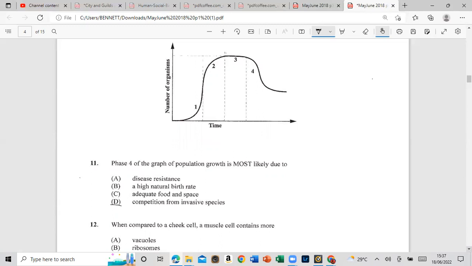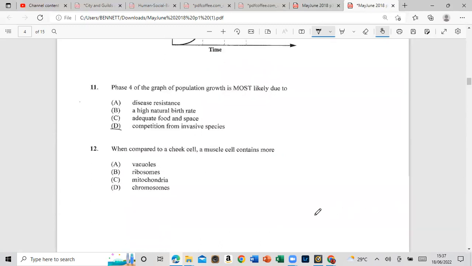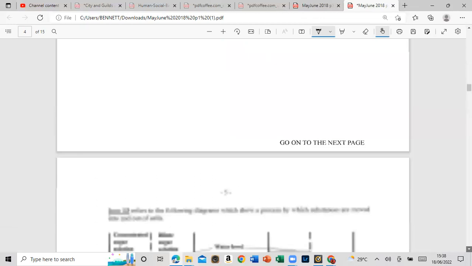Let's move on to 12. When compared to a cheek cell, a muscle cell contains more A, vacuoles; B, ribosomes; C, mitochondria; or D, chromosomes? Mitochondria are involved with energy, so it's mitochondria. So for 12, I'm going with C. Let's move on to 13.